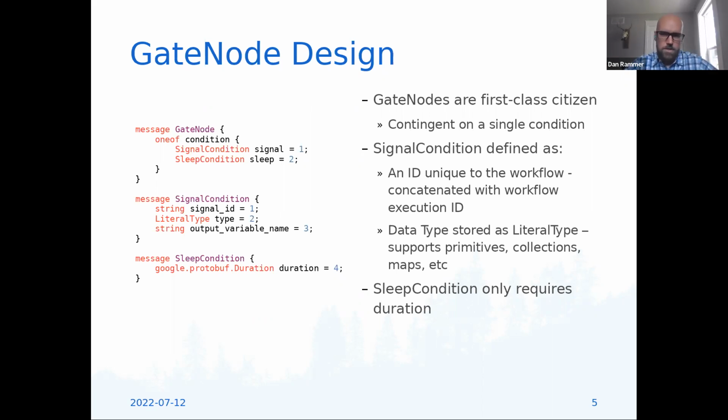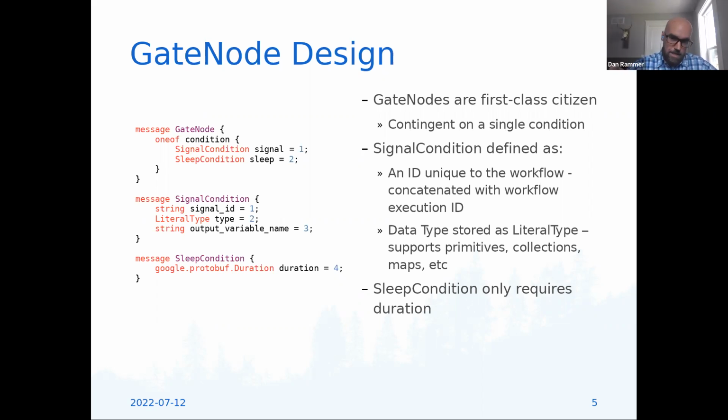And a gate node is really just contingent on a single condition. It takes inputs just like any other node and it writes outputs. But when executing that node, there is a condition, right now signal or sleep, that defines if that node is successful or not, or if it should keep going. The signal condition we define as just a unique ID to the workflow. When it's run in the global scale, we concatenate that with the workflow execution ID to make it unique. And then a data type.